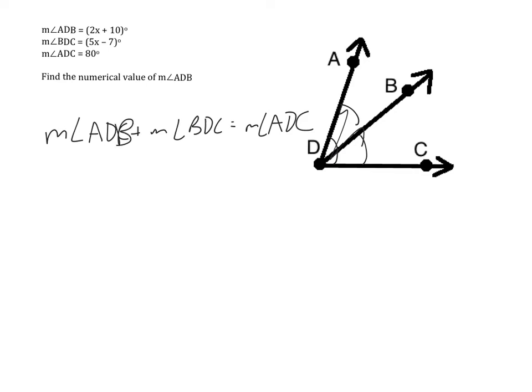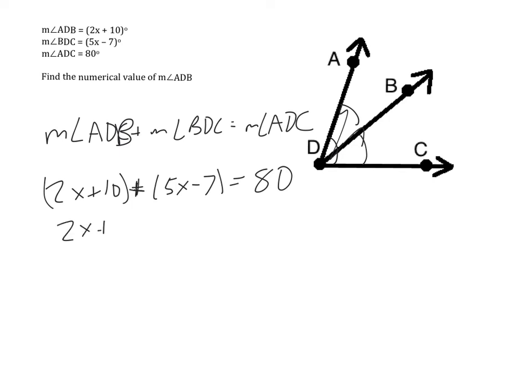So ADB is 2x plus 10, and BDC is 5x minus 7. And together these equal 80 degrees. So I have a nice equation to solve, so it's always a good habit to start solving that. If I combine these, and since these are plus, the parentheses will break down nice and easily. 2x plus 10 plus 5x minus 7 equals 80. So I'll get 7x plus 3 equals 80.